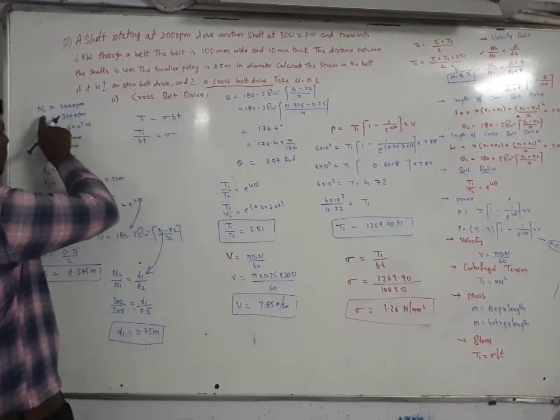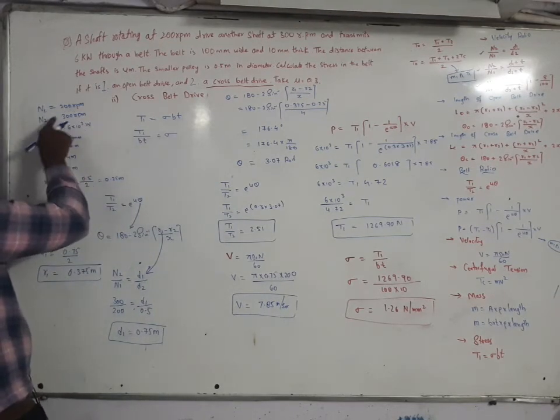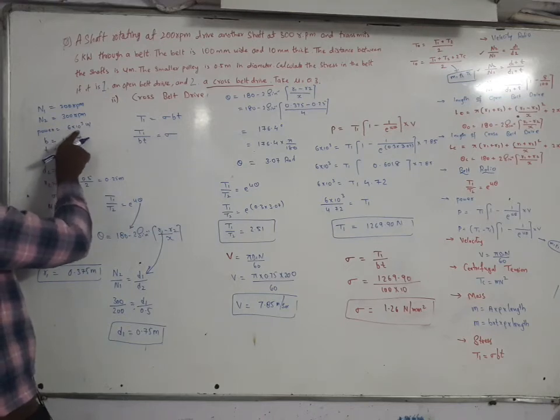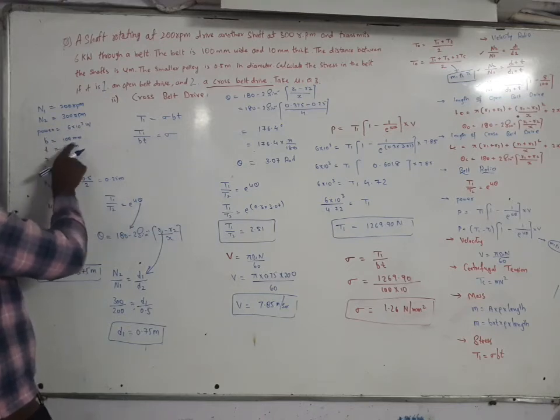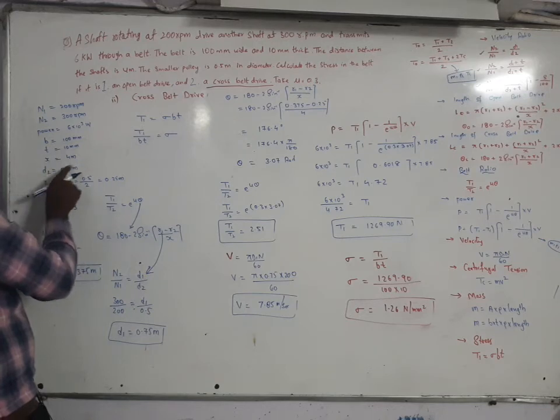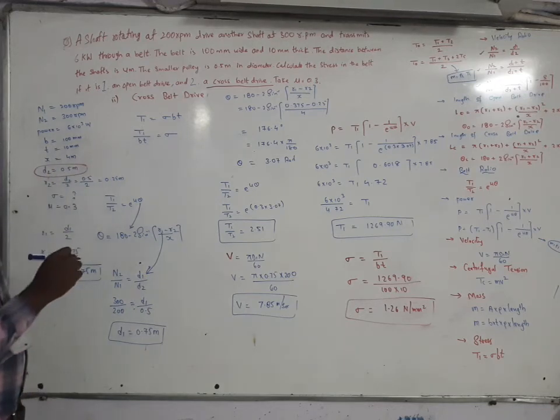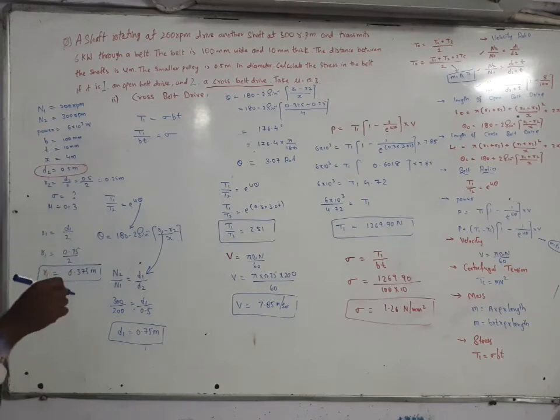So take this: N1 is equal to 200 rpm, N2 is equal to 300 rpm, power is equal to 6 into 10 to the power of 3 watt, with the same thickness. D2 is given; the smaller diameter is known as D2. Remember that one.